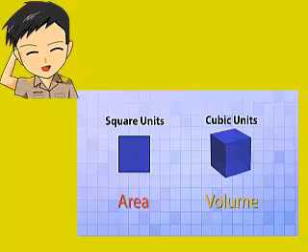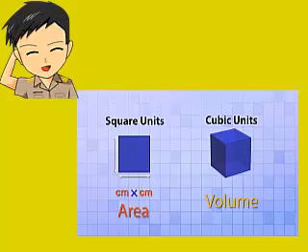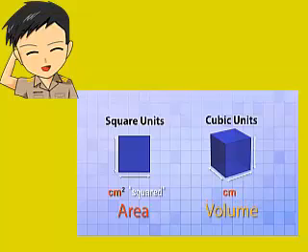Since square units are made by multiplying two one-dimensional units together, like centimeter times centimeter, we can abbreviate them using exponent notation: centimeters to the second power, or centimeters squared. And since cubic units are made by multiplying three one-dimensional units together, like centimeter times centimeter times centimeter, we can abbreviate them using exponent notation: centimeters to the third power, or centimeters cubed.